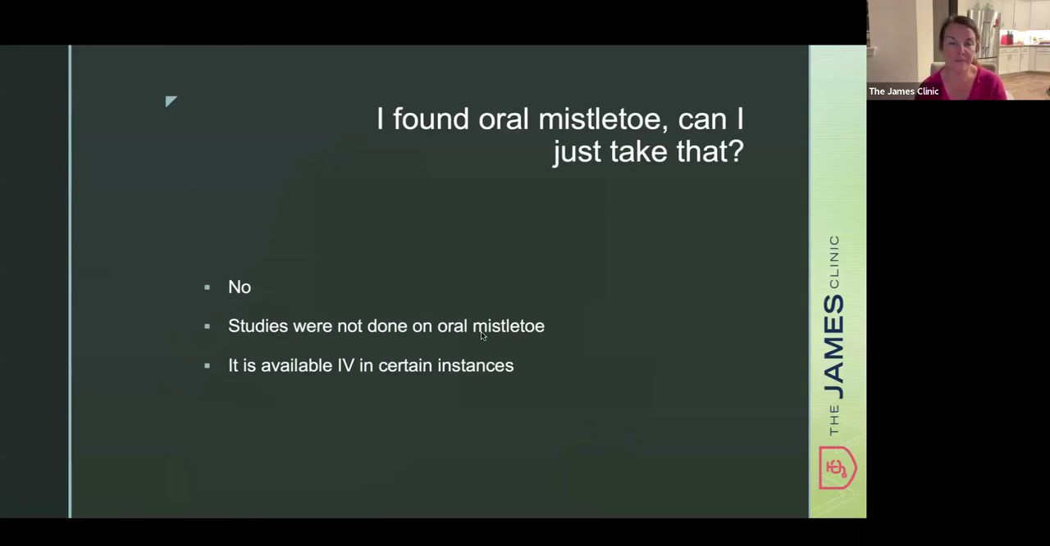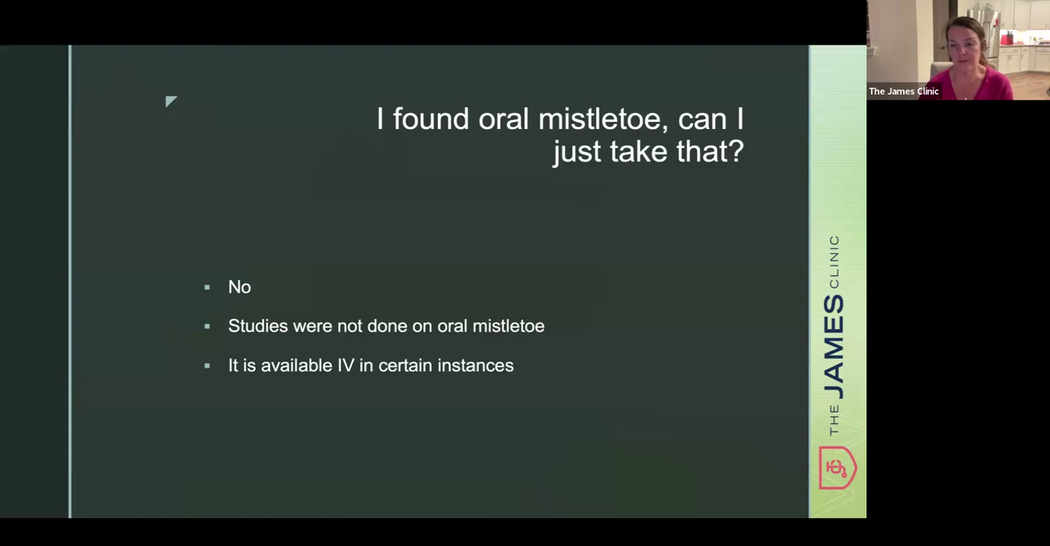Yeah. So I'm always warning people that things on Amazon are not always what they appear. And I buy a lot of books there. But I found oral mistletoe. Can I just take that? And the answer is no. None of the studies are done on oral mistletoe.